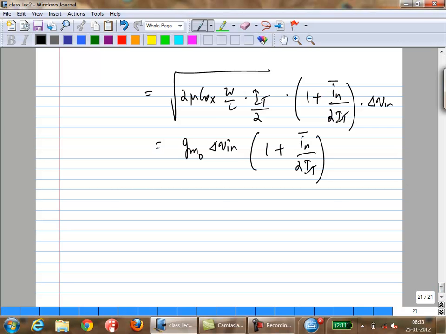Wait. And then you'll get the other 2 when you pull it out of the square root. Right? Because that is inside the square root, you get 1 plus IN over IT, and then you pull it out, you get IN over 2 IT. Okay?